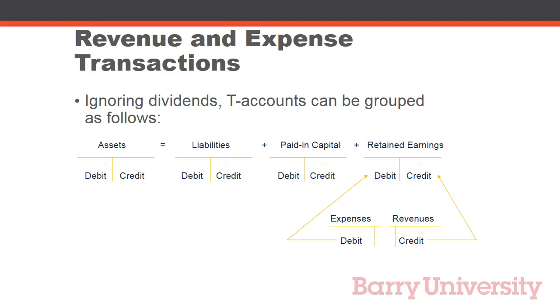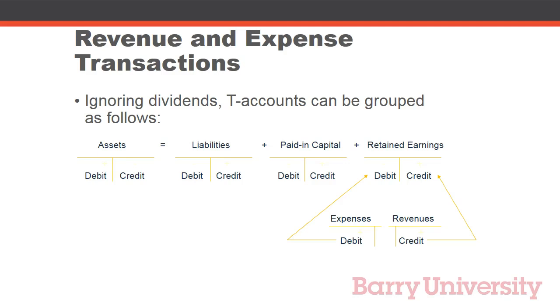Now we're going to expand the stockholders' equity section. Stockholders' equity is made up of two components. Paid-in capital, which is the investment by owners. Paid-in capital, being a stockholders' equity account, is increased on the left with a debit and is reduced on the right with a credit. Retained earnings is the other component of stockholders' equity. Retained earnings is increased on the right with a credit, being a stockholders' equity account, and reduced on the left with a debit.